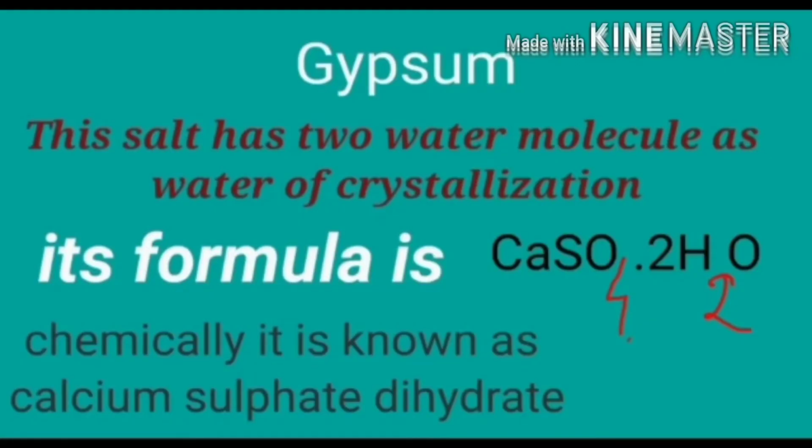Let us discuss two hydrated salt. Gypsum. This salt has two water molecule as water of crystallization. Its formula is CaSO4 dot 2H2O. Gypsum is chemically known as calcium sulfate dihydrate.